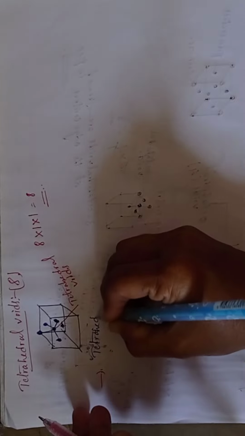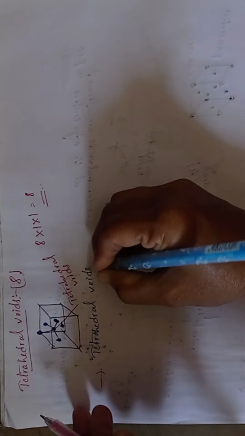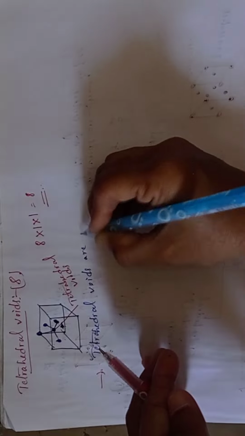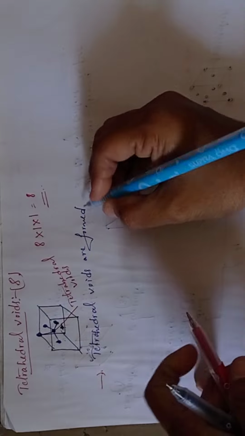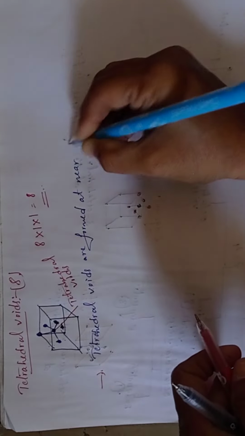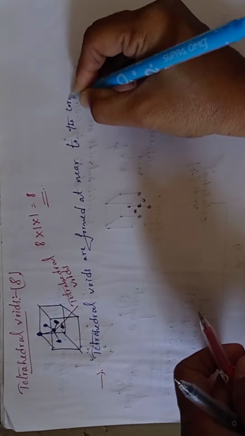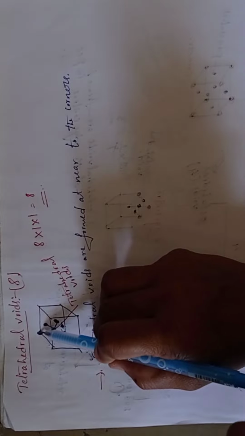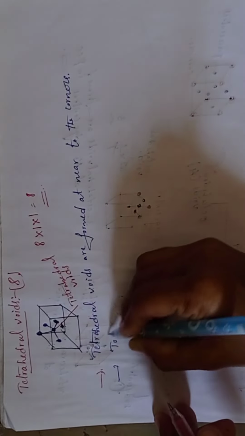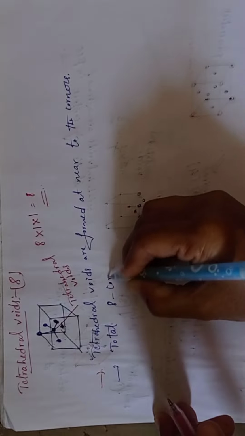Clear this one? So tetrahedral voids are formed near to the corners. Clear? Formed near to the corners. Correct? This is tetrahedral void. It is formed near to the corner, students. This is near to the corner. Total 8 corners will be there now. Total how many corners? 8 corners.